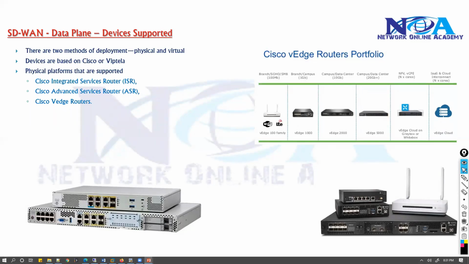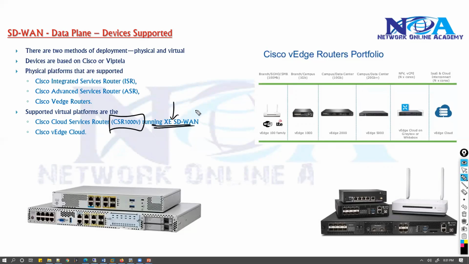And this vEdge model is from Viptela. Again, this is the Viptela image. Cisco acquired Viptela, so it's called Cisco vEdge now. And in terms of virtual platforms, you can use the CSR 1000V image, which is used as a virtual image running on any server. And in terms of the Viptela image, there is the vEdge Cloud. So in our labs, we'll mostly be using these virtual images as our WAN Edge devices.